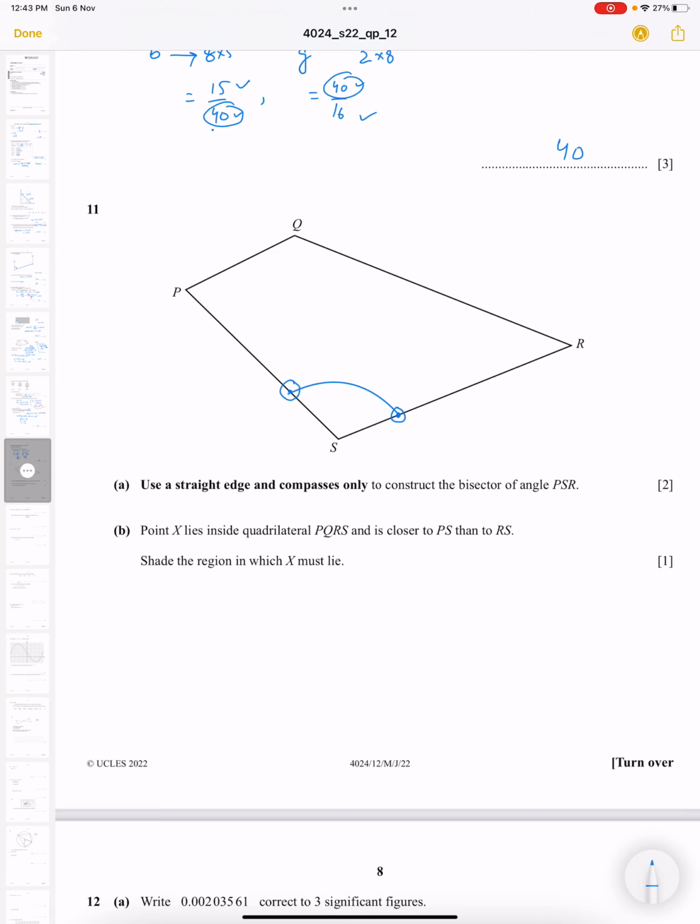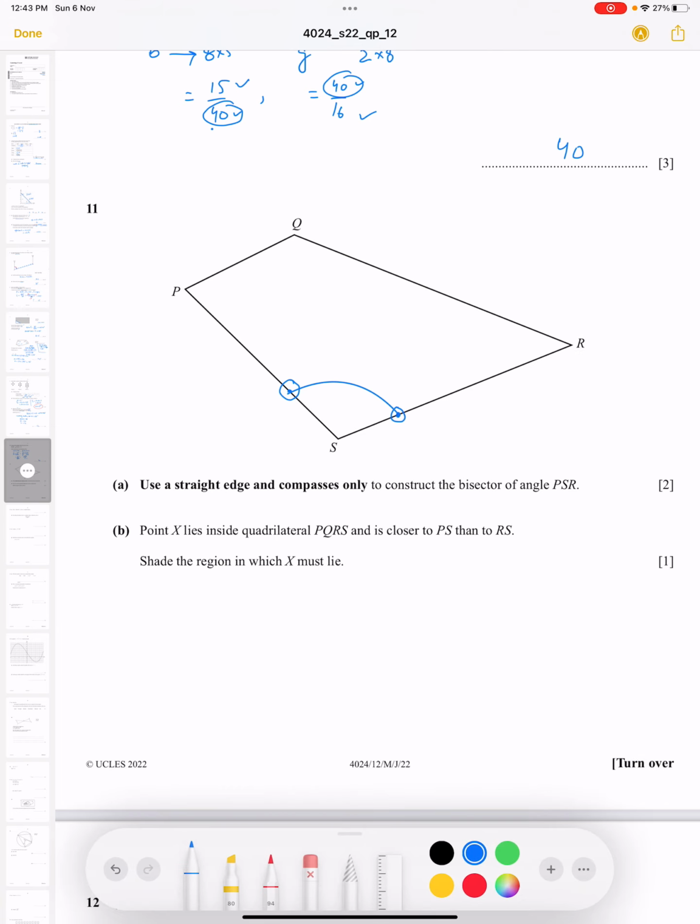Fine. Put your compass on one point. Let me use a different color for this. So place your compass on this point first and draw an arc in this direction. Right? Then put your compass here and draw another arc. Intersect both of these arcs. The point where these two arcs are intersecting each other, join this point with a straight line to the point S. That is the angle bisector. Fine? So, this part is done.